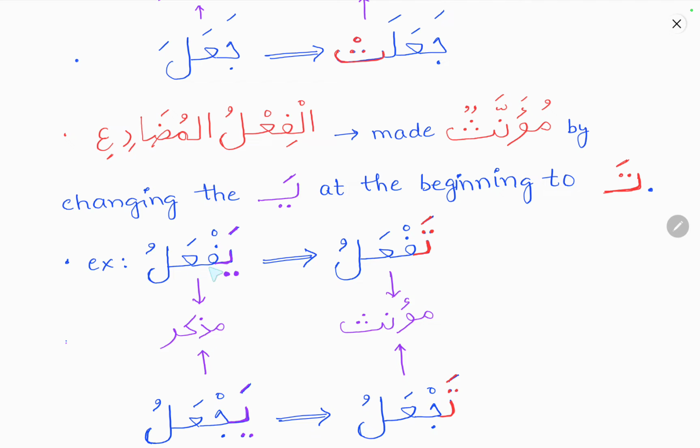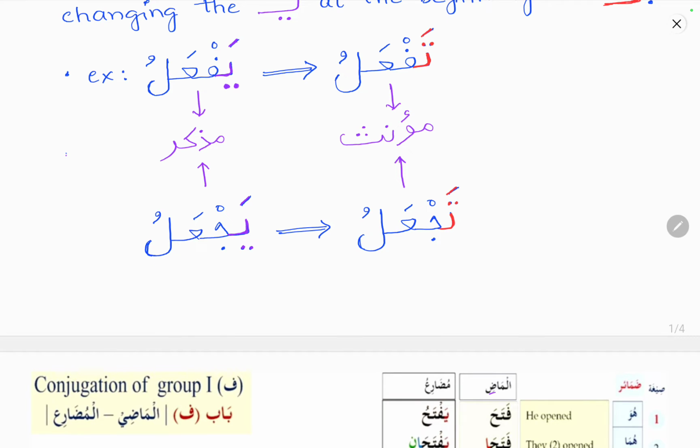Yaf'alu means he is doing or he will do, and taf'alu means she is doing or she will do, because fe'lul mudari has two tenses, the present tense as well as the future tense. Similarly here, yaj'alu means he is making or he will make, and taj'alu means she makes or she is making or she will make.